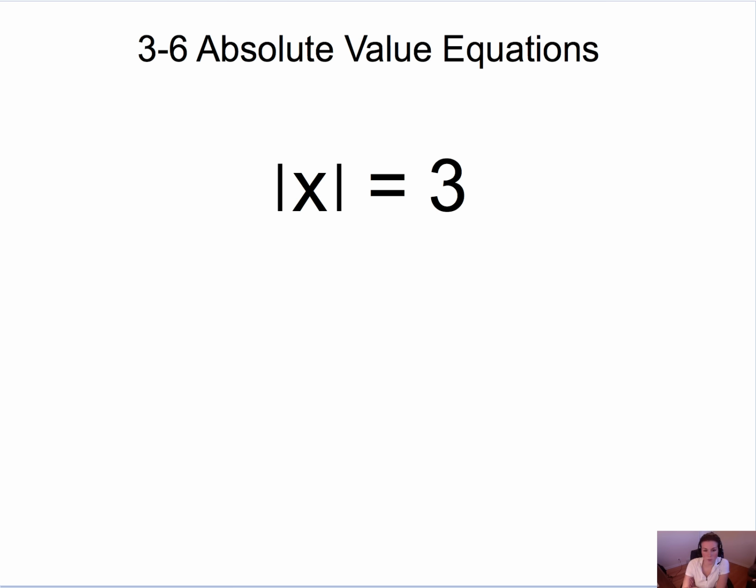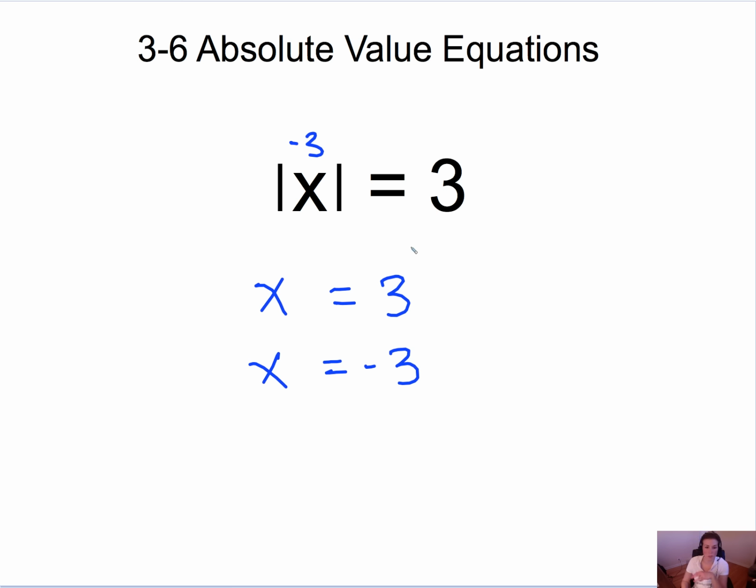There are actually two solutions for x here because there's two numbers that I could plug in and make this true. X could obviously be 3 because the absolute value of 3 would be 3. But x could also be negative 3 because the absolute value of negative 3 would still be positive 3. So two solutions for the absolute value of x equals 3.